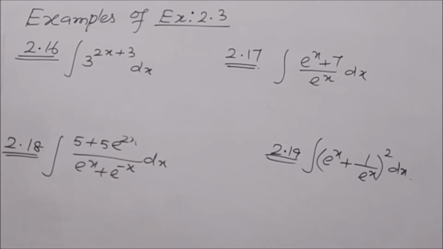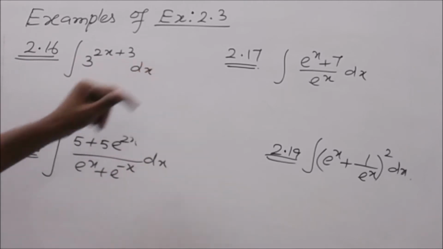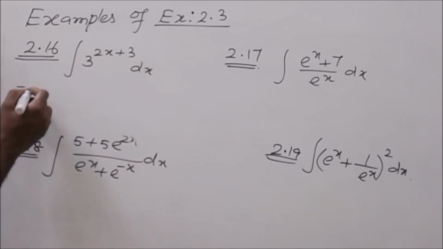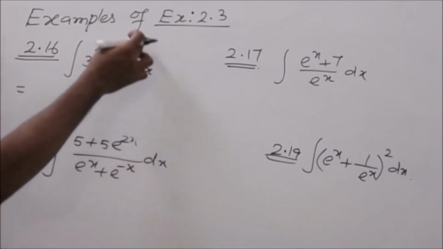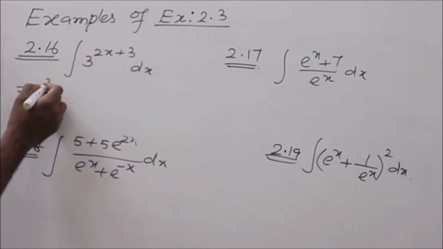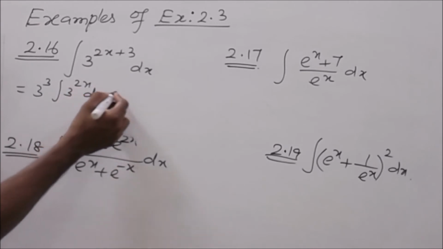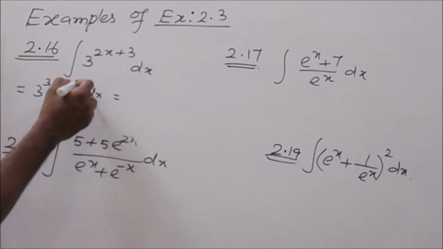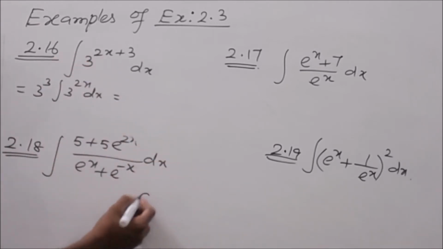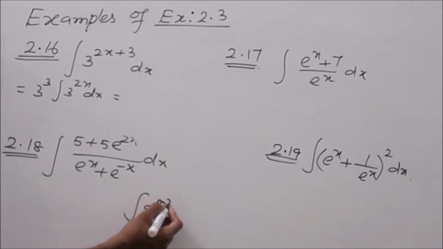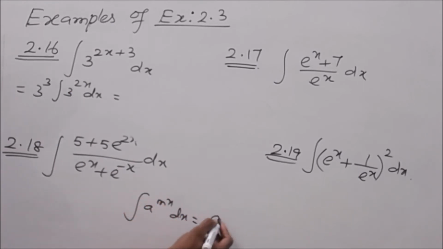Examples at a glance. Exercise 2.3 examples. In example 2.16, the integral of 3^(2x+3) dx is given, which is equal to 3^(2x) into 3^3. So 3^3 is taken out. Remaining is 3^(2x) dx, which is of the form a^(mx) dx. So the integral of a^(mx) dx is equal to a^(mx) by m log a plus c.